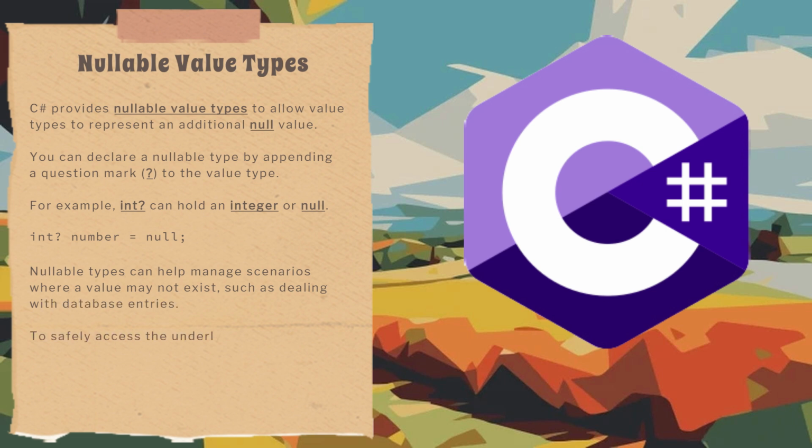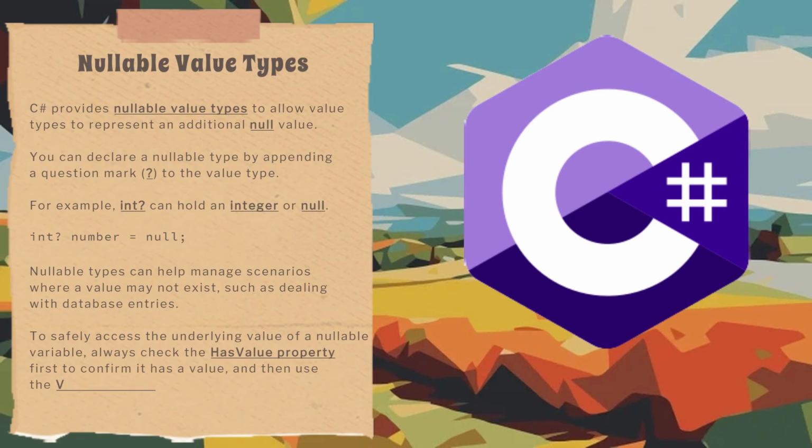To safely access the underlying value of a nullable variable, always check the HasValue property first to confirm it has a value, and then use the Value property to retrieve that underlying value, ensuring you avoid exceptions.